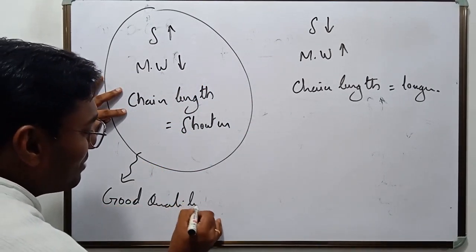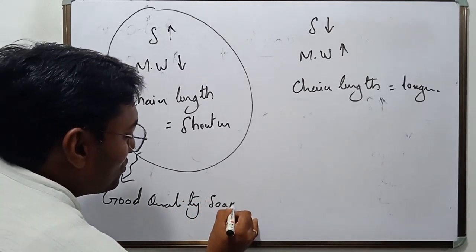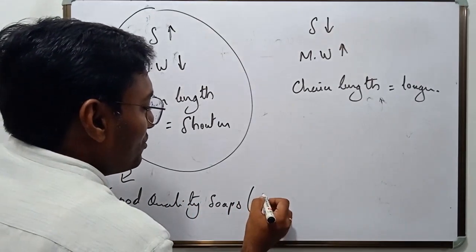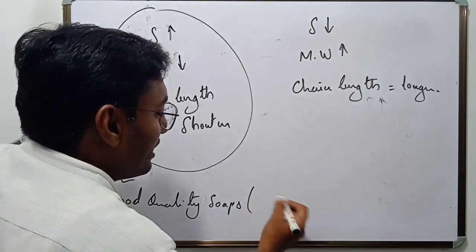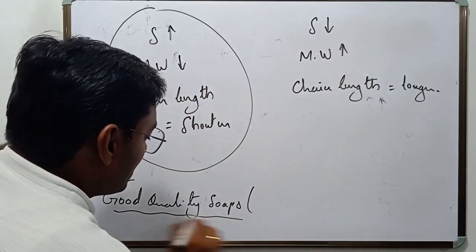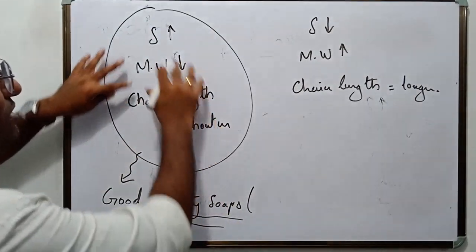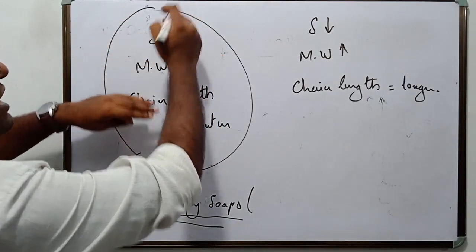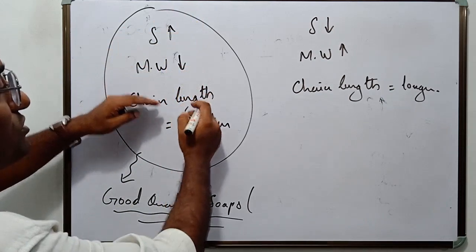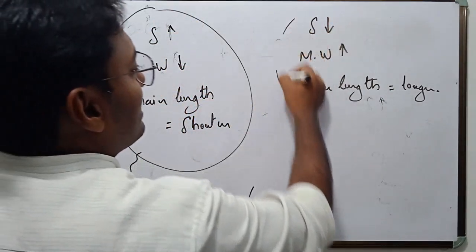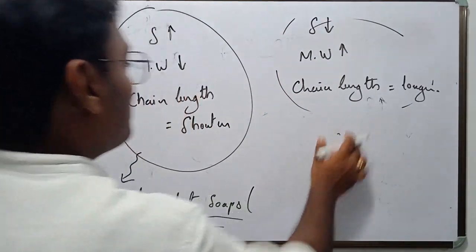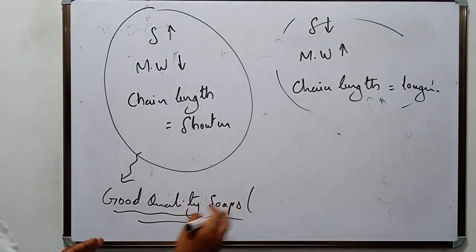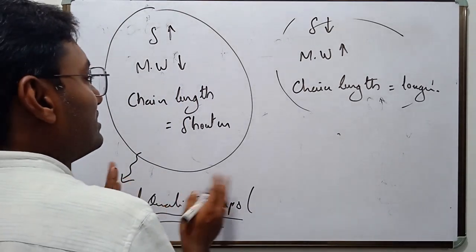Good quality soaps means bathing soaps and soft soaps. Soft soaps means your hand washes, lotions, shampoos. So you can make good quality soaps in this category. For this, saponification number should be high, molecular weight should be low, and of course chain length should be shorter. For the other category, you can make washing soaps, hard soaps and all. I hope this is clear why we are using saponification number. We are discussing the first significance here.